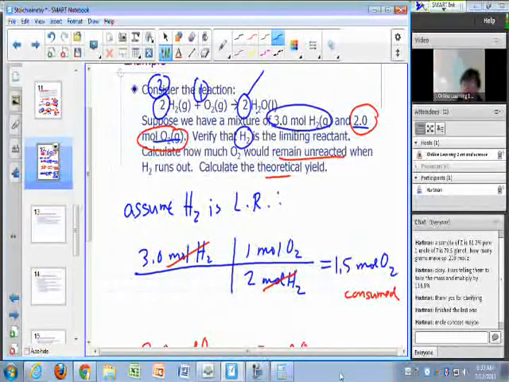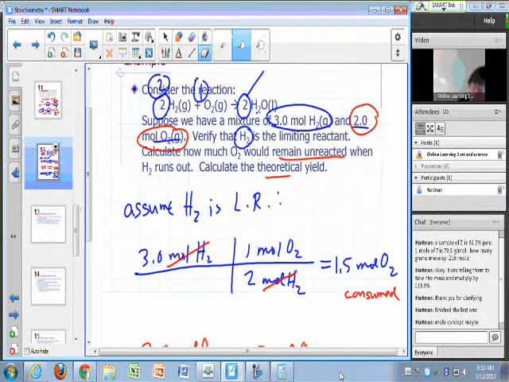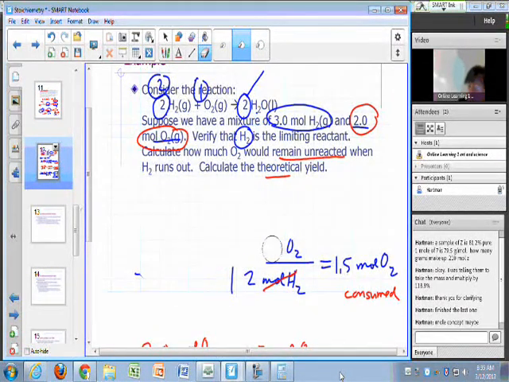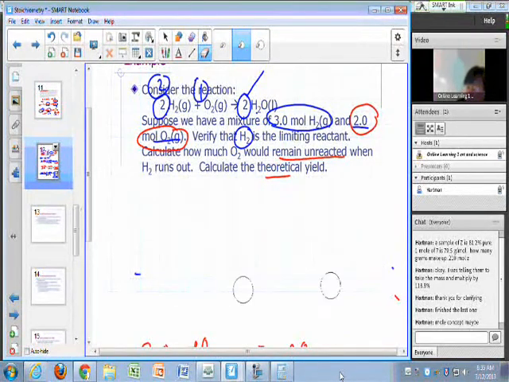Now, what if we made the opposite assumption? Okay. What if we assume the opposite? Let's see what happens.